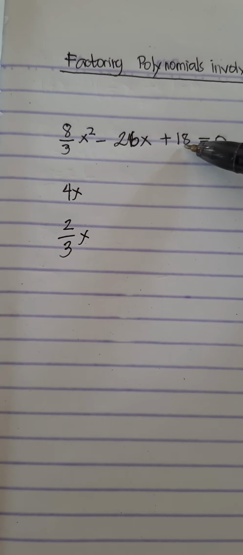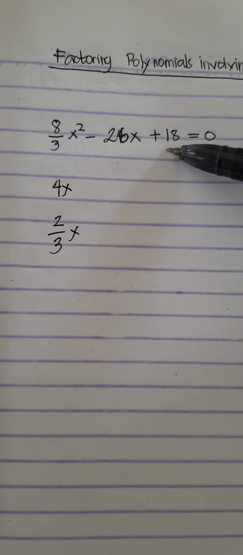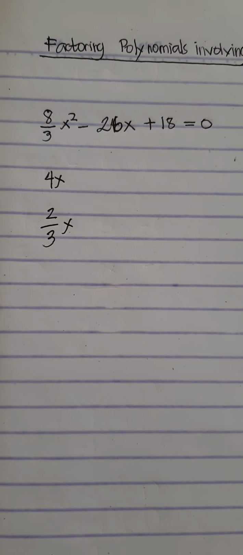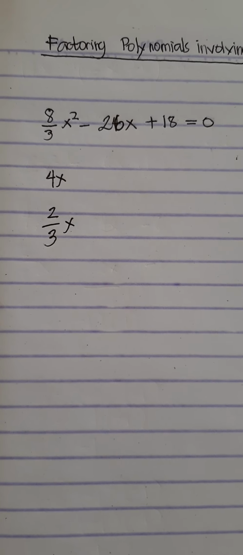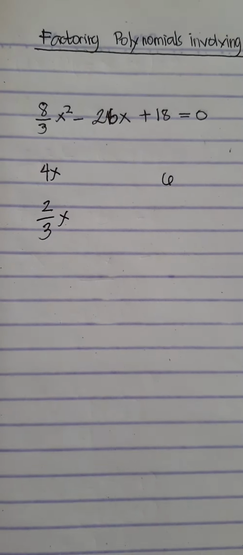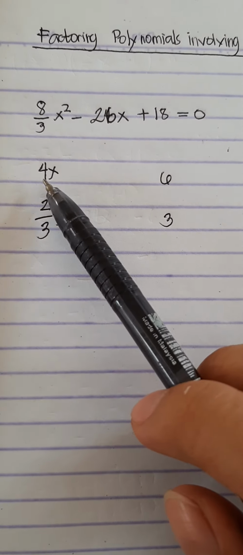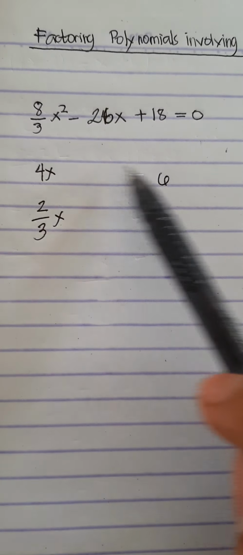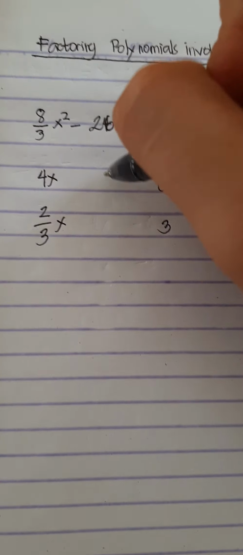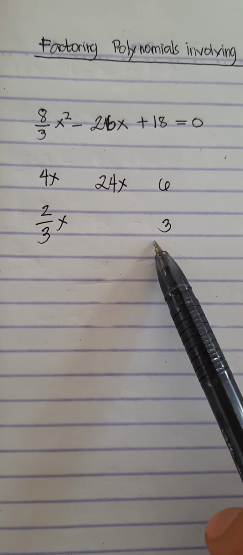Next, we need to find the possible factors of positive 18. So it could be 9 or 2, or 6 or 3. It's up to you. So for me, I would choose 6 times 3. Next, in my process, I multiply the first layer of my factors. So we have 4x times 6, so we have 24x.